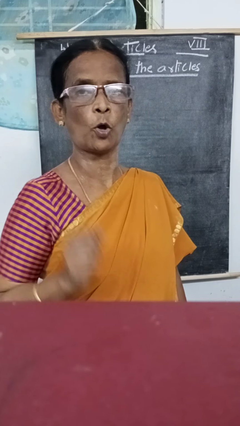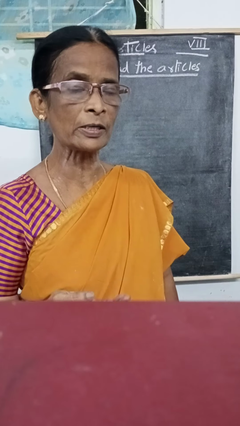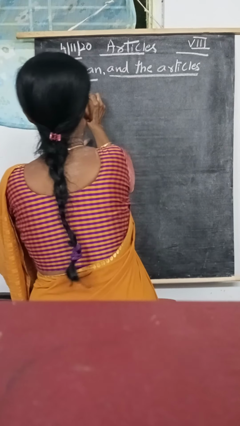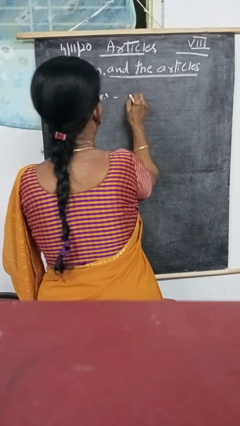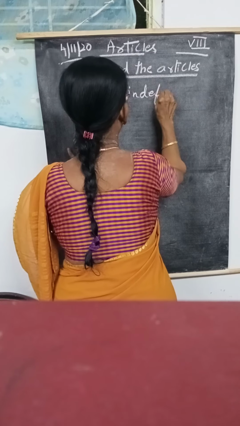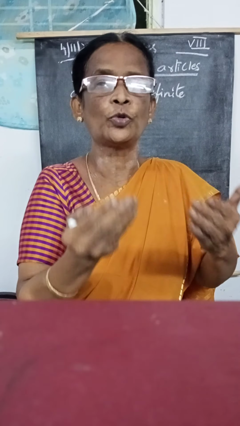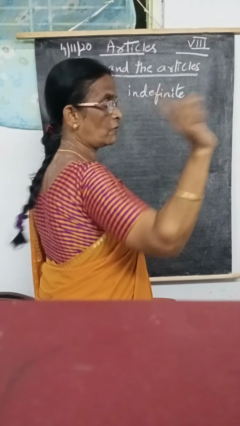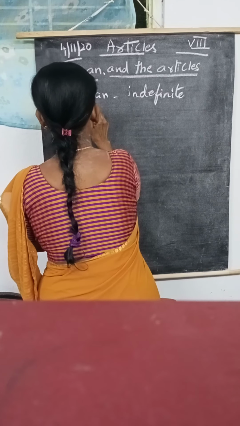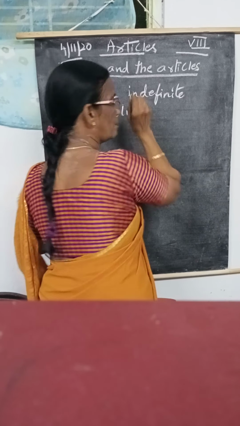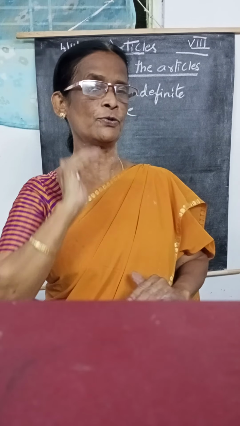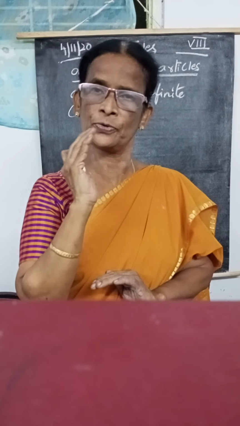Okay, today our topic is articles. What are the articles? A, an and the. Okay, so A and an are the indefinite articles. When we have to use a and an, we have to use them before countable nouns. Which are the countable? First you remember it. And then where we have to use a and where we have to use an.